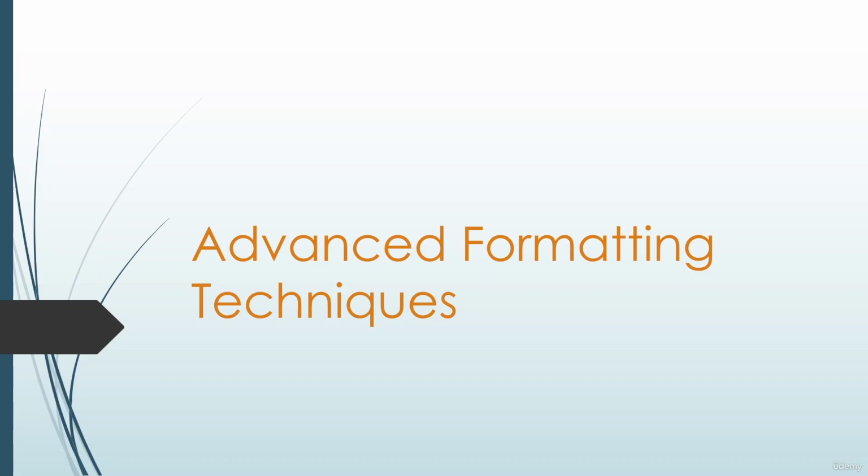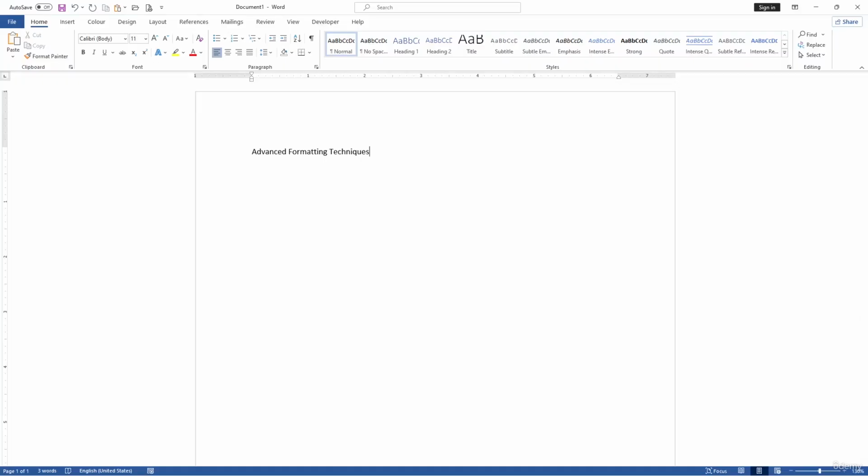So the first thing, let's talk about what we mean by advanced formatting. Before we start, let's open Microsoft Word. So here we are in Microsoft Word, and we are going beyond the basics like bold, italics, and font sizes. Advanced formatting includes using styles, section breaks, headers and footers, table of contents, and much more. These tools can help you create professional and polished documents easily.